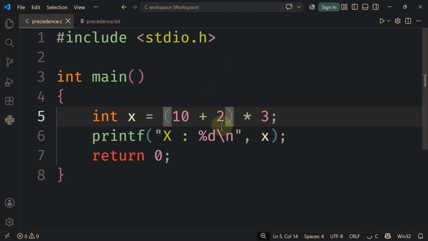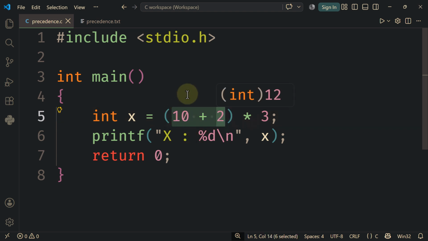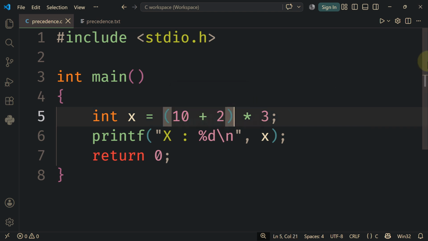The parentheses have the highest priority or precedence, so it will be evaluated first, and that's why 10 plus 2 will be evaluated. It will produce a result, and that will be multiplied by 3. So if you want to perform something like this, then you can use the parentheses.